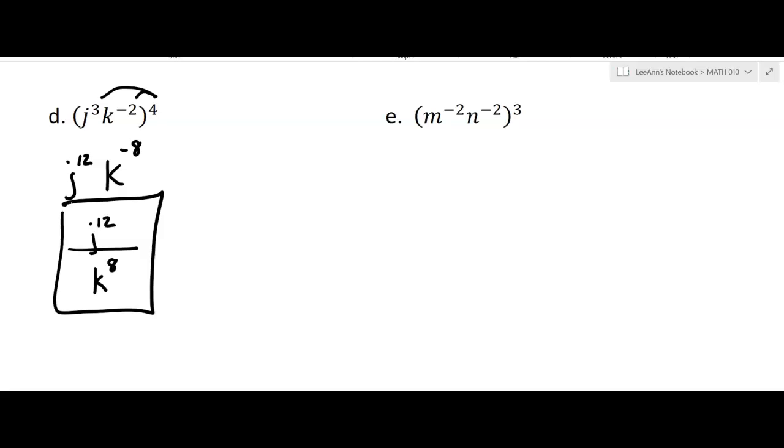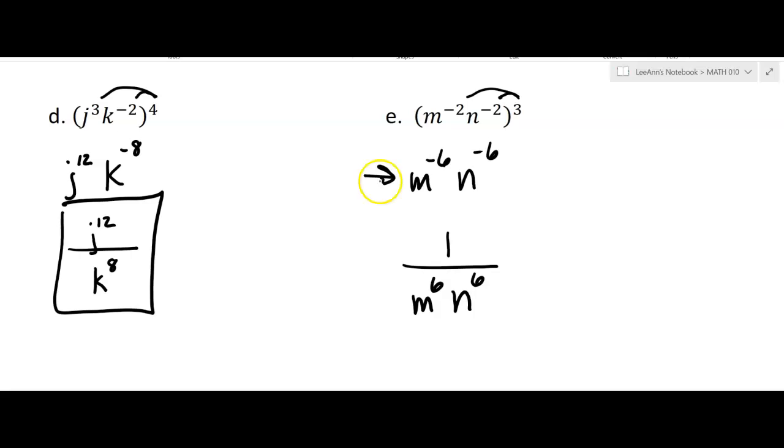All right, and let's see what we have here. Well, they're both negative, right? Okay, so I'm just going to multiply m to the negative 6, n to the negative 6, because negative 2 times 3, that's negative 6. They're both negative exponents, so they both have to move. I always say they're moving downtown because they weren't happy being in the numerator, so they had to move downtown. I don't know if that helps. Okay, but that's how it works.